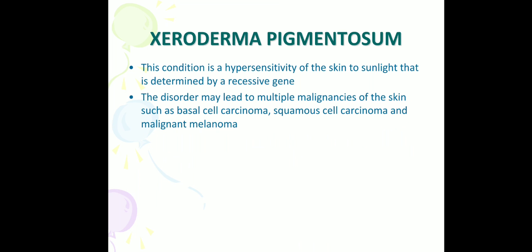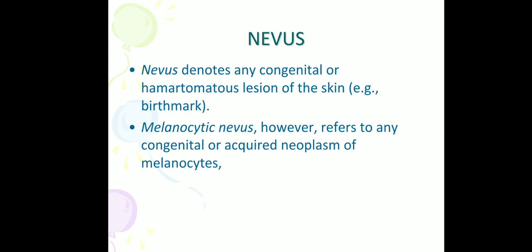Xeroderma pigmentosa is an autosomal recessive disorder wherein the skin is hypersensitive to sunlight and there will be DNA damage, and failure to repair this DNA damage is the characteristic feature of xeroderma pigmentosa. This disorder may lead to multiple malignancies like basal cell carcinoma, squamous cell carcinoma and malignant melanoma.